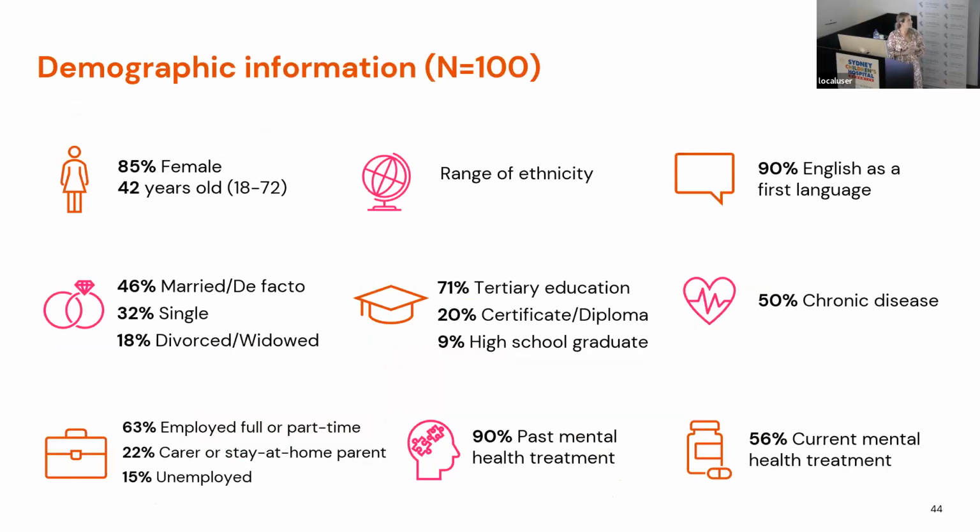Okay, so this is demographic information for the entire sample. Just to point out a few, 85% of our sample were female and were highly educated. About 50% of our sample had a chronic disease and 56% were currently in treatment for their mental health.